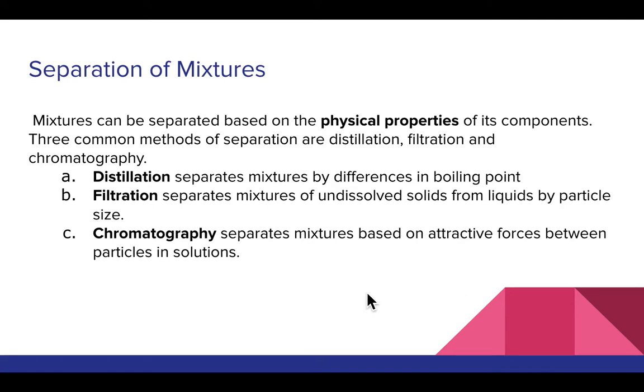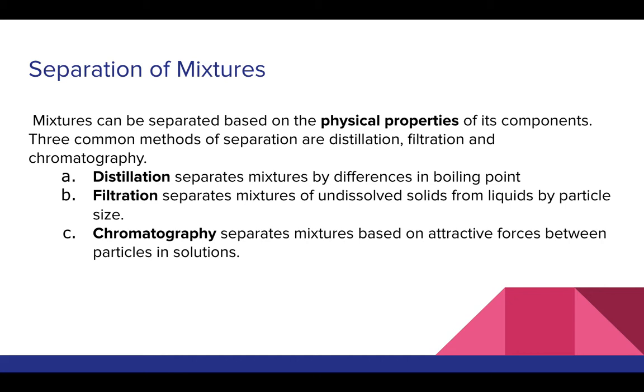So, mixtures can be separated based on the physical properties of its components. Three common methods of separation are distillation, filtration, and chromatography. Now, the physical properties that we use to separate mixtures using these techniques are listed below. Distillation separates mixtures by differences in boiling point. The components boil off at a different time and a different temperature.